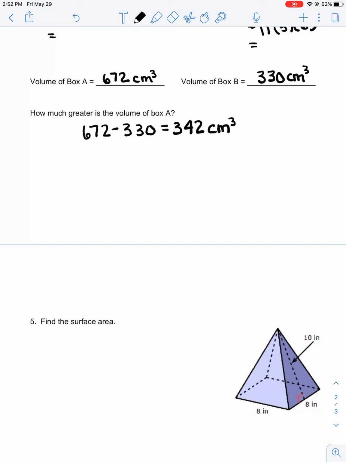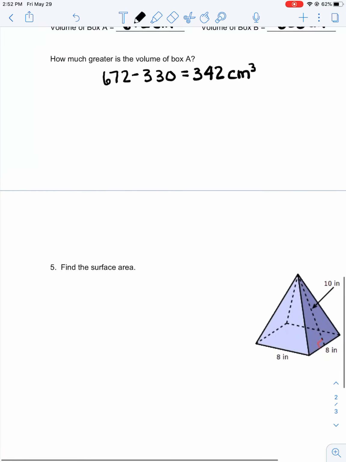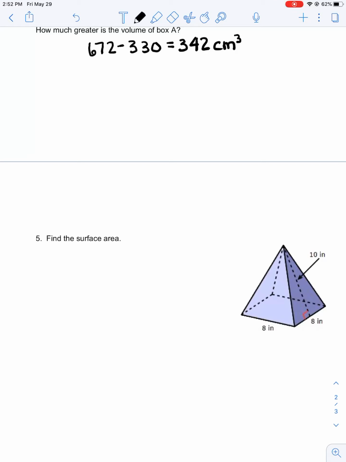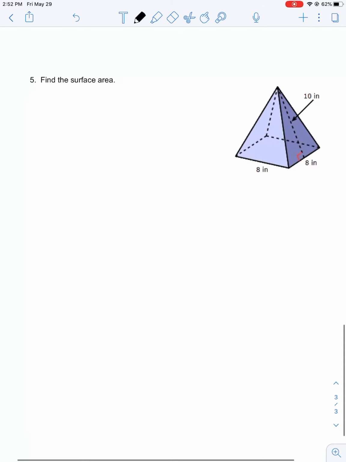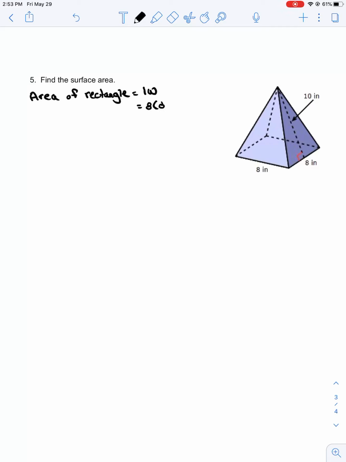Our last question here is the surface area of our pyramid. Now remember, you don't really have a formula for the surface area of a pyramid. So what we have to do is basically find all of the faces. We have 4 triangles and 1 square. To find the area of our square, which is length times width, it's 8 times 8, which is 64. We're going to hold that while we do the triangles, because at the end we're going to add the two together.